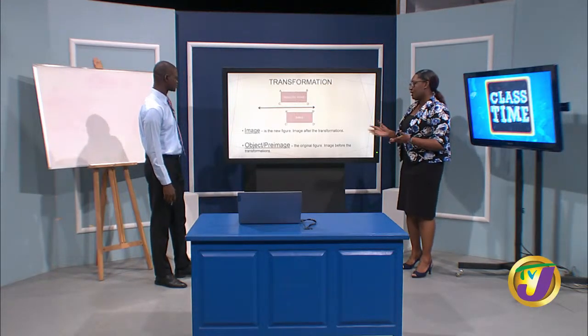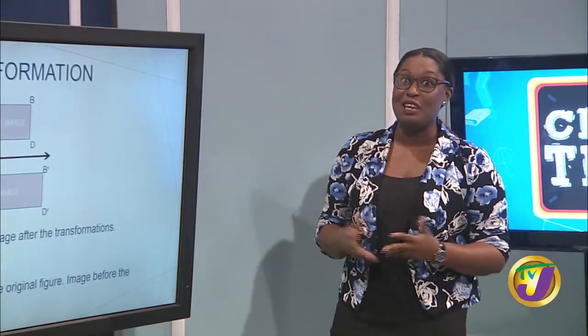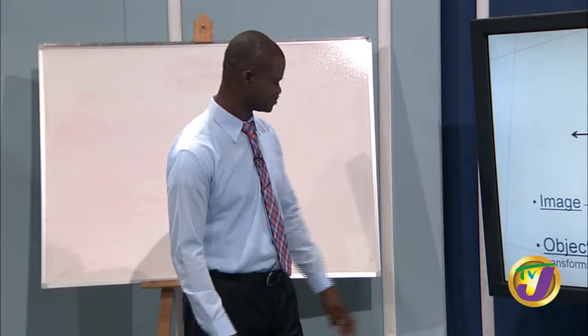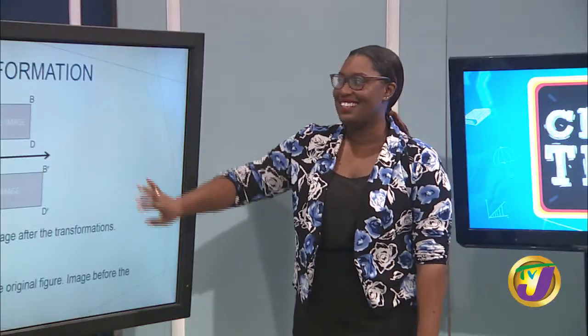There's a little write-up about the image. The image is the new figure, and the object is my original figure. Sometimes you get a little bit confused because you hear pre-image. What does pre mean? Before. So we should be good with that.